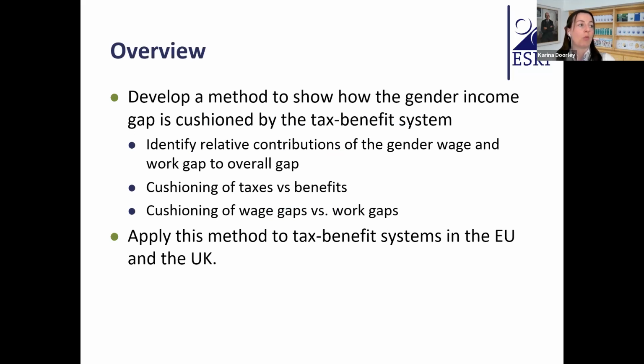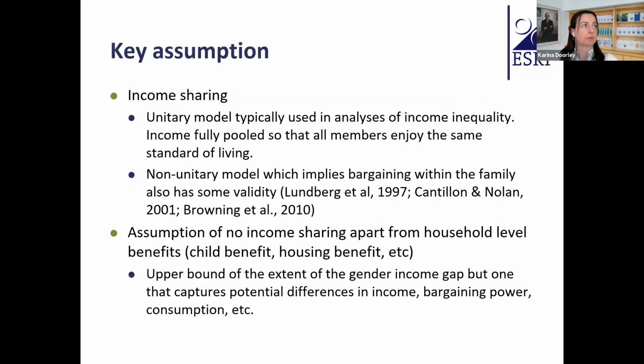And then we show which of the sources of the gender income gap are cushioned the most. So is it the unexplained gender wage gap that's cushioned, or is it the work gaps? And we apply this method to tax benefit systems in the EU and the UK.